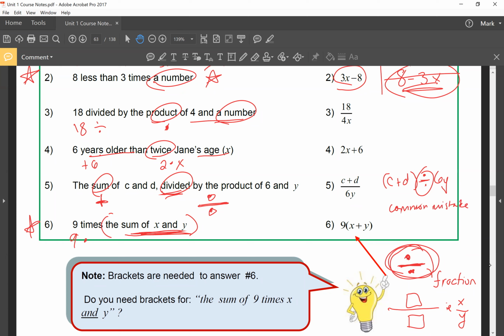Another common mistake that students make is they go 9x plus y. 9x plus y is not the same as 9 times brackets x plus y. This uses the distributive property. This does not. So be careful here. This little light bulb says brackets are needed to answer number 6, because I'm telling you to multiply both x and y, the sum of those numbers, both of them by 9.